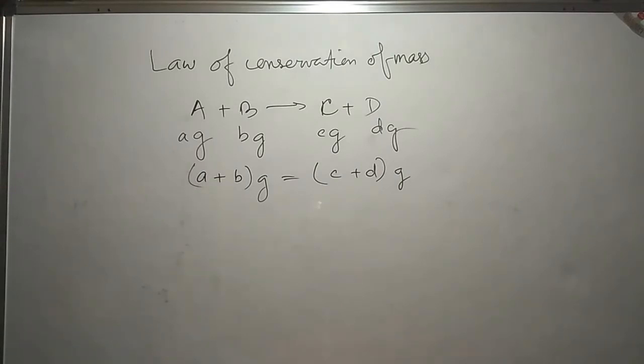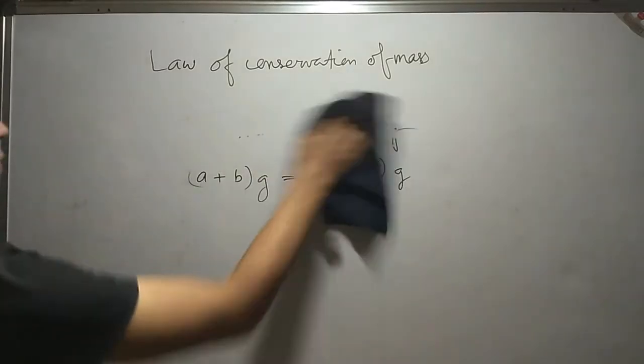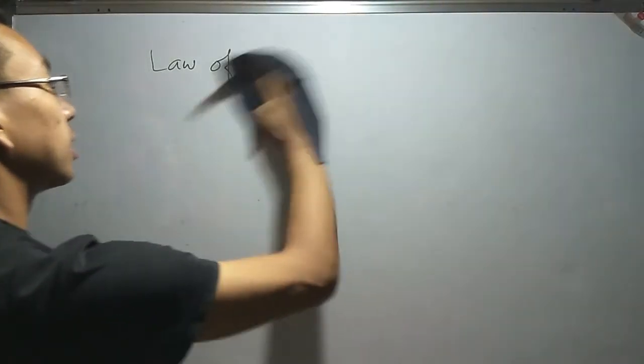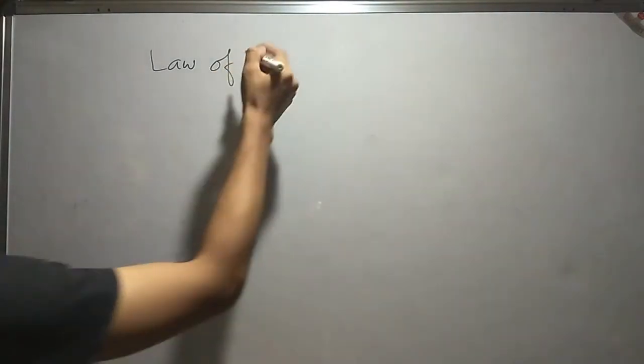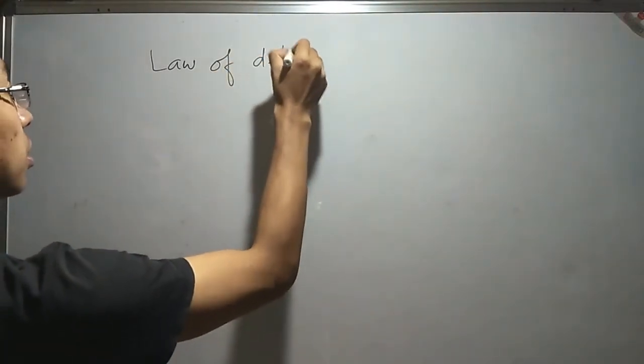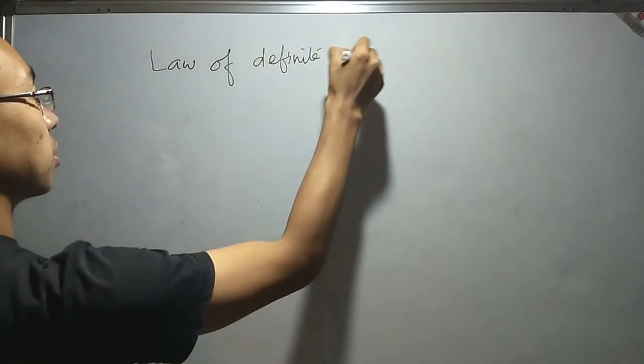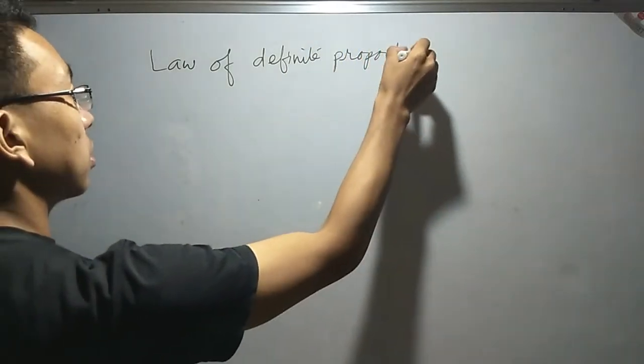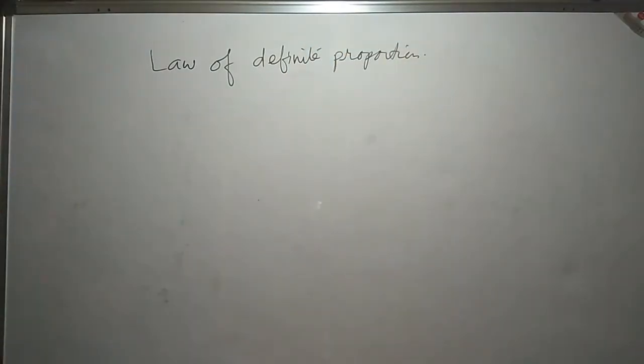Now moving on to the next one, that is the law of definite proportion. It is also called constant composition. The law of definite proportion states that a chemical compound will have the same elements, and those elements will be combined in the same ratio.